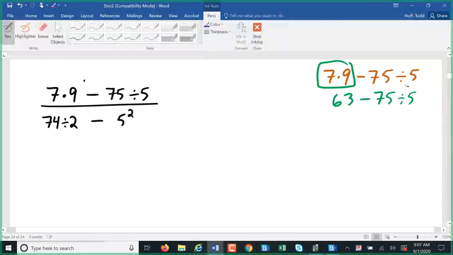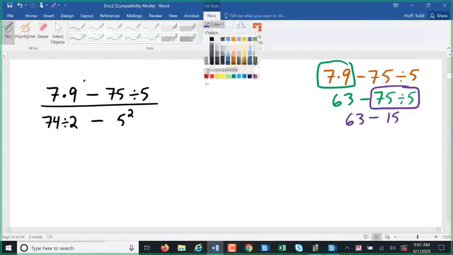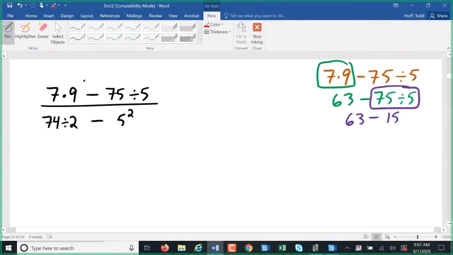Then I have the 75 divided by 5, which is 15. And now all that's left is that subtraction. 63 minus 15 is 48. So what I get on the top of that is 48.